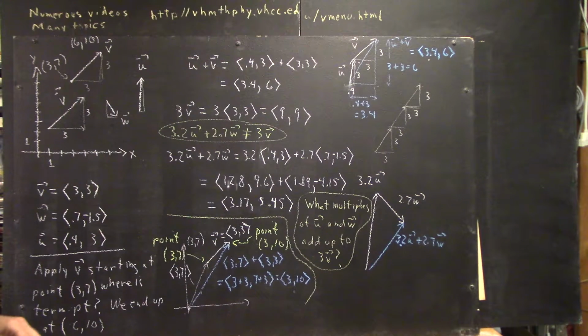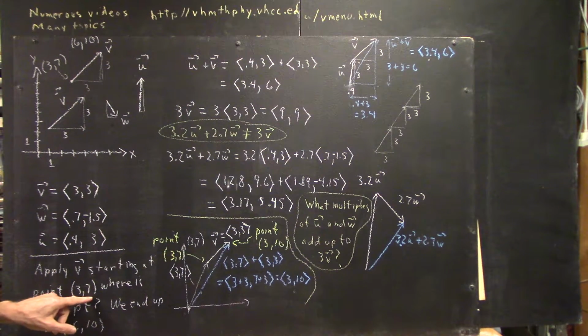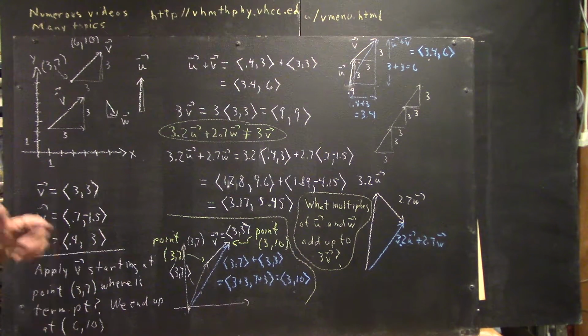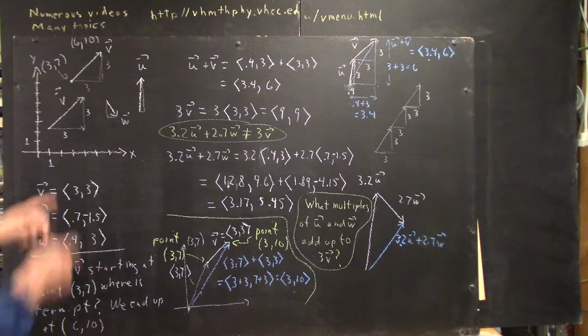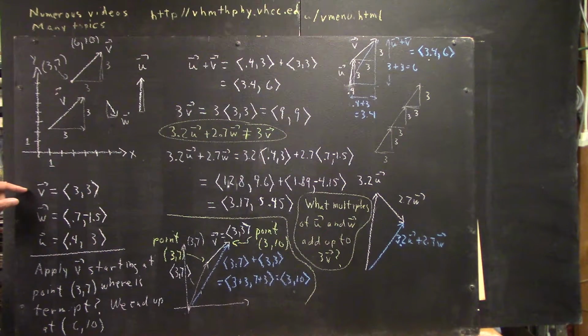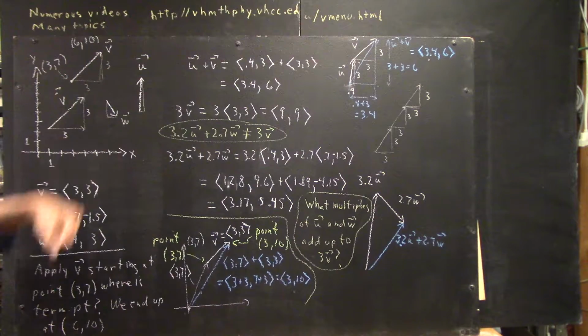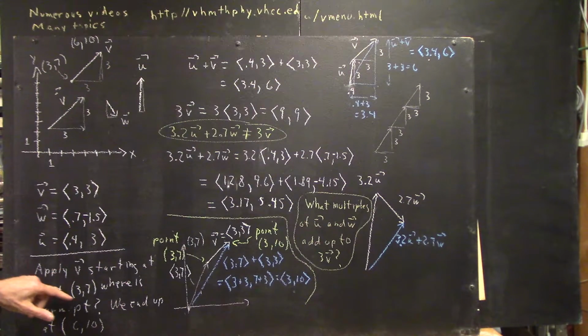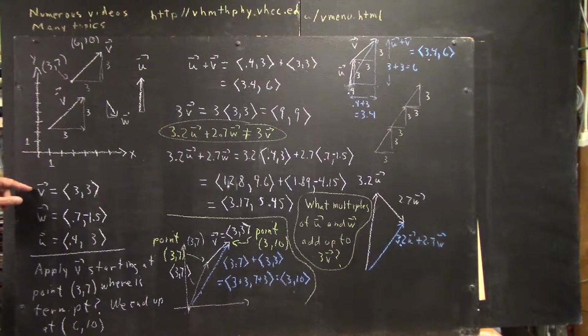Now, if those are the accurate coordinates, then we can actually do some arithmetic with these vectors. Now, one thing to get us started, let's apply the v vector starting at the point 3, 7. Okay, now this is regular parentheses. Regular parentheses are going to represent the coordinates of a point in the plane. Pointed parentheses are going to represent a vector that moves us from one point to another, and we're going to move from the point 3, 7 using the v vector.